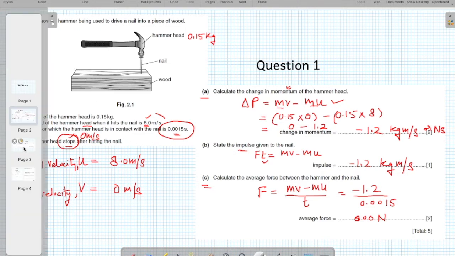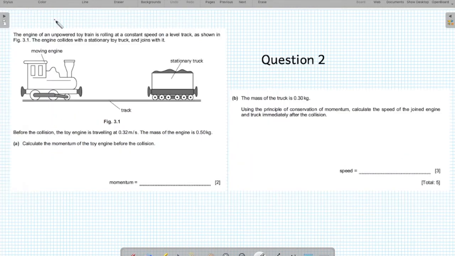Alright, so let us move to the next question, which is question number 2. Let us read the question and understand what is happening. An engine of an unpowered toy car is rolling at a constant speed on a level track. So the engine is moving. As shown in the figure here, the engine collides with a stationary toy truck and joins with it. So one piece of information is that it collides with the stationary toy truck.